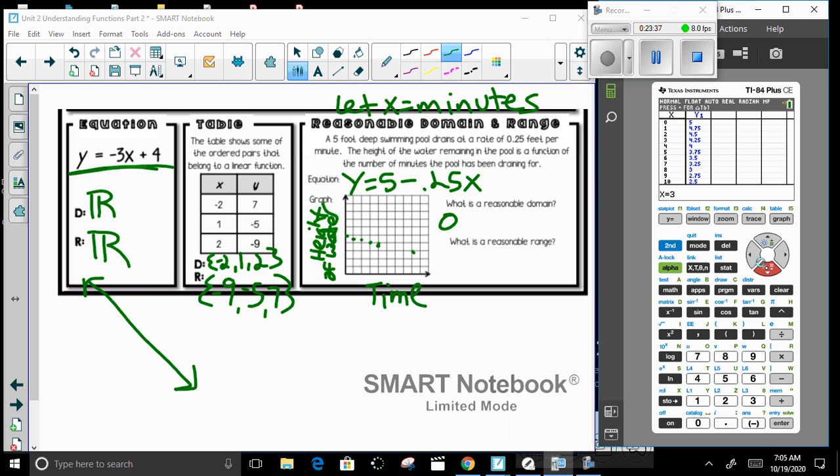When is it going to be at 0? So keep looking here. After 18 minutes, there's going to be 0.5 feet left. After 20 minutes, there's going to be 0 feet left. So it goes all the way from 0 to 20 on your x-axis. So that is your reasonable domain. Your reasonable range, well, we know the highest it goes on the y-axis is 5, and the lowest is 0, because when it's at 20, it's at 0. So it's from 0 to 5 for your y.